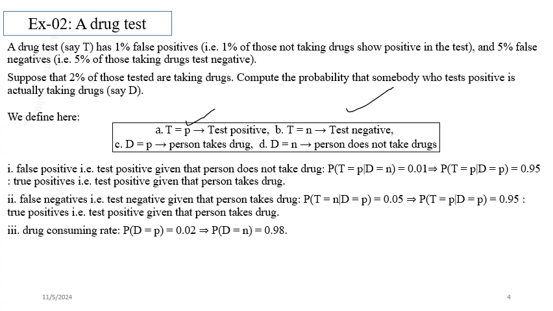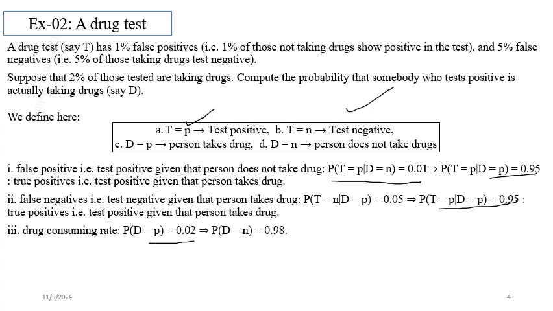So here all the scenarios are given. False positive means test positive given that the person doesn't take drugs. That means probability of T equal to P given that D equal to N. So this conditional probability you have computed. False negative is also a conditional probability. It is given here. Then probability of D equal to P is also given. So you know the complement of that.